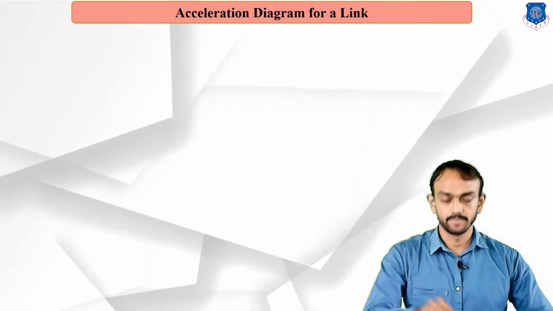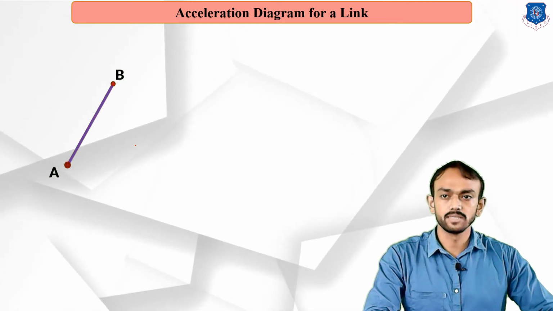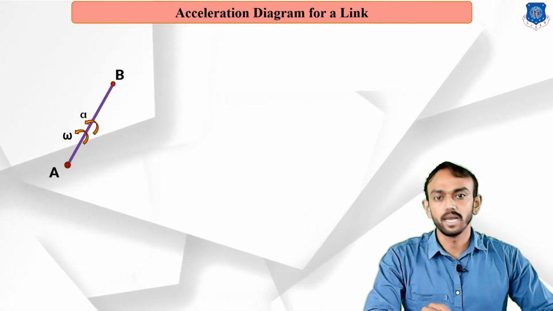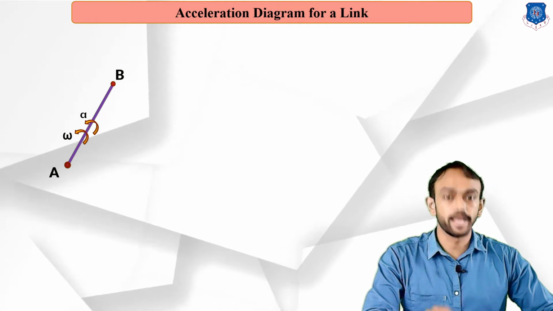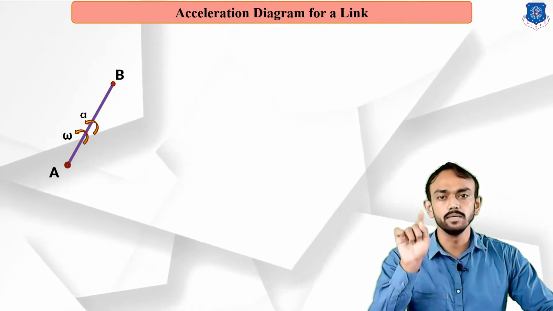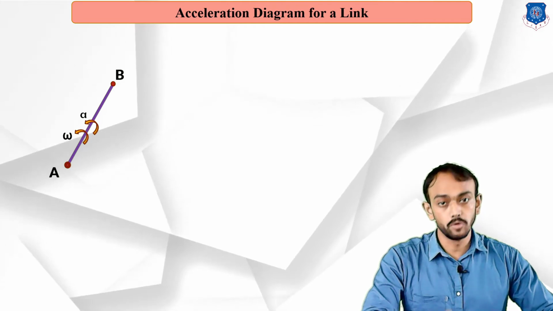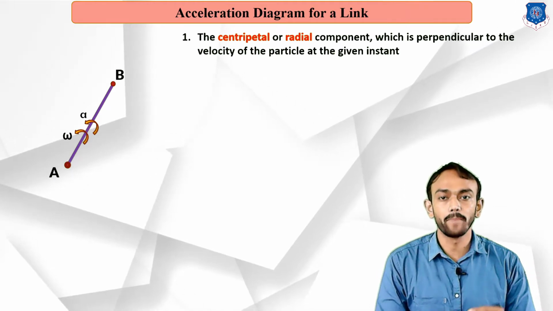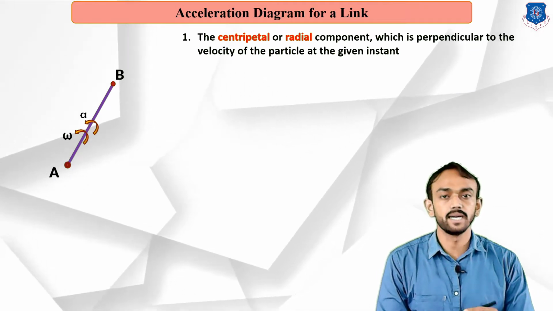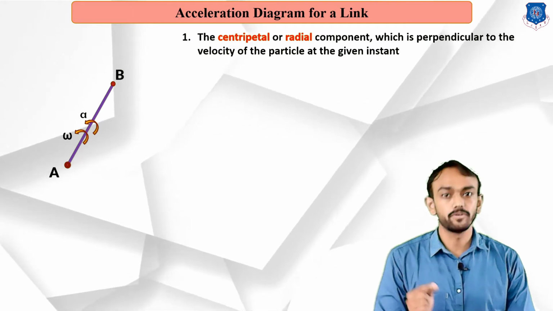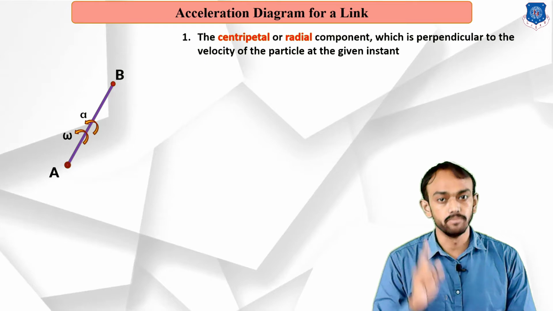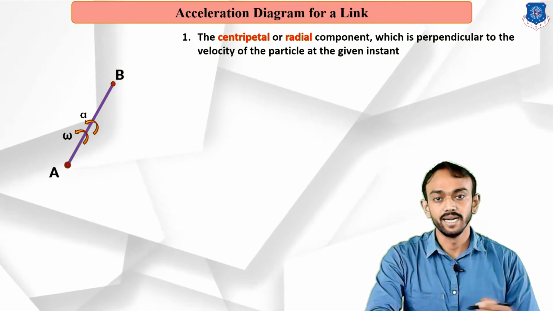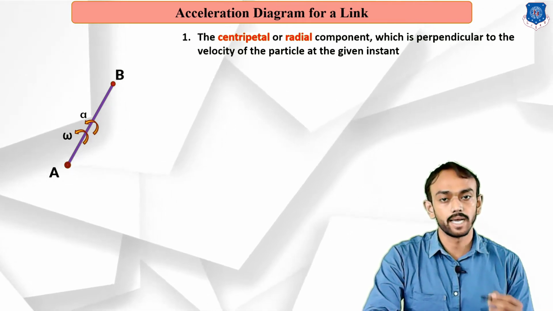Okay, let's start. As you can see on the screen, link AB is rotating with angular velocity omega and angular acceleration alpha. With respect to A, B is rotating. Now we are going to consider both components. First is the radial component, which is perpendicular to the velocity of the particle at any point. So the direction of the radial component is perpendicular to velocity, meaning it is parallel to the link. So the radial component will always be in the direction of the link.